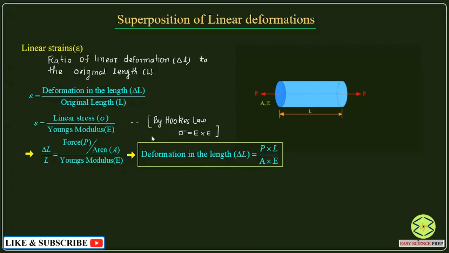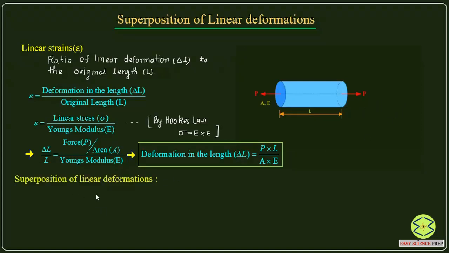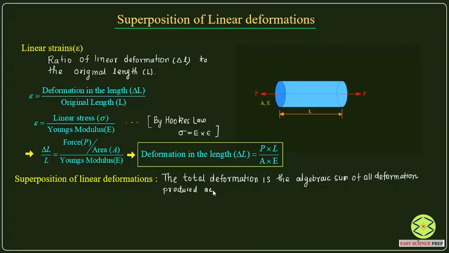Now this is the case when we have a simple member put under the tensile load P. But if there are various loads acting on the bar at various cross sections, then we are going to use the superposition of linear deformation. So what is the superposition of linear deformation? The total deformation is the algebraic sum of all deformations produced across various cross sections of a member.